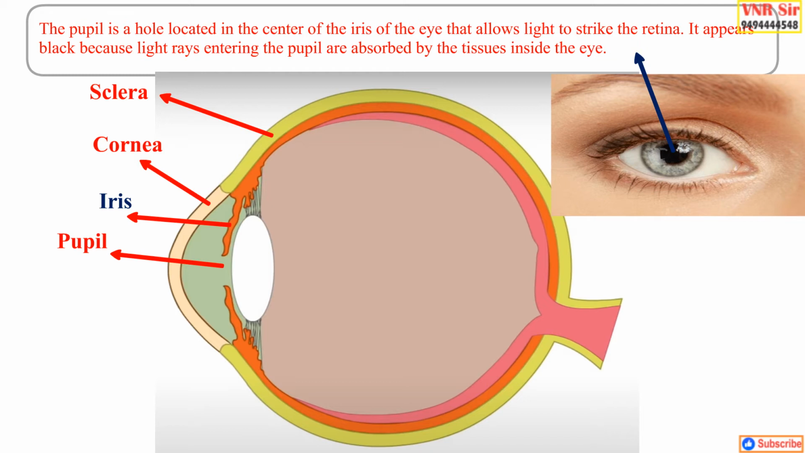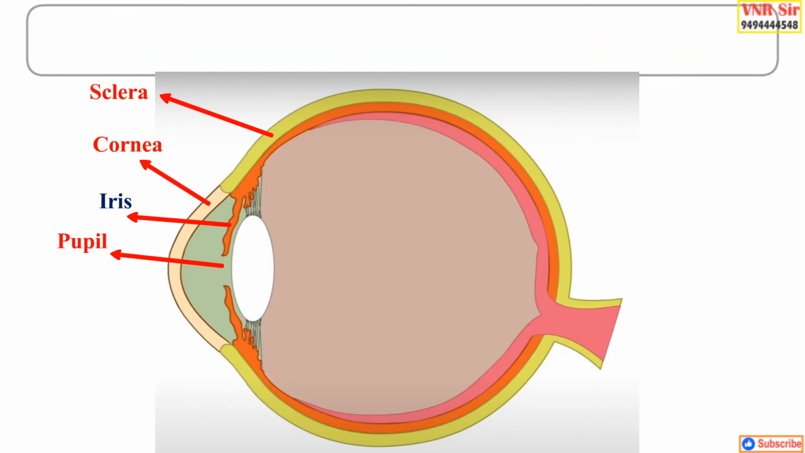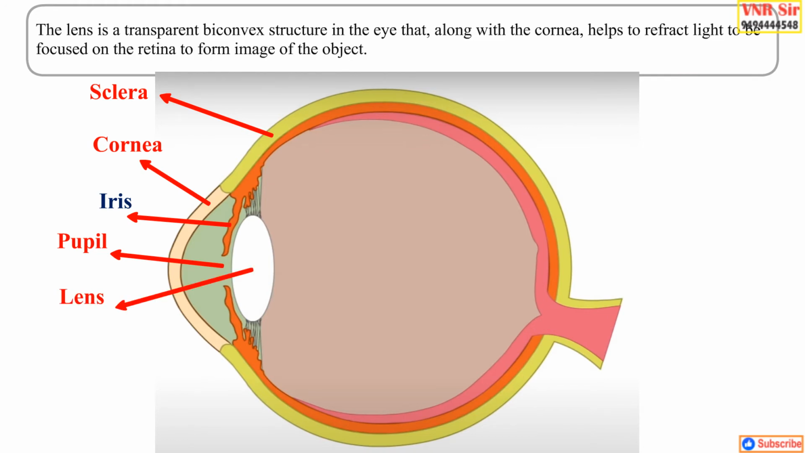And the next part is the lens, the most important part. The lens is a transparent biconvex structure in the eye that, along with the cornea, helps to refract light to be focused onto the retina to form the image of the object.